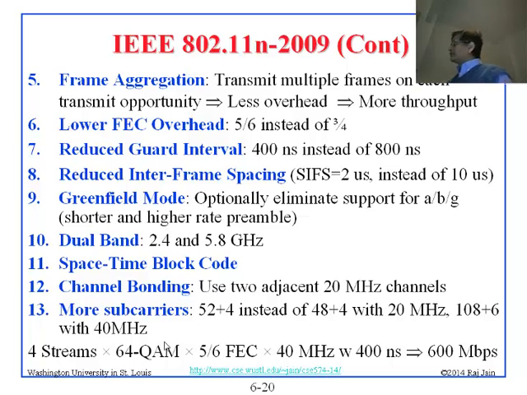So if you do all of this, then with 4 streams, 4 antennas, 4 logic chains, 5/6 FEC, highest FEC allowed, 40 megahertz, the highest bandwidth allowed, 400 nanosecond, which is the smallest guard you can do, the best you can do is 600 megabits.